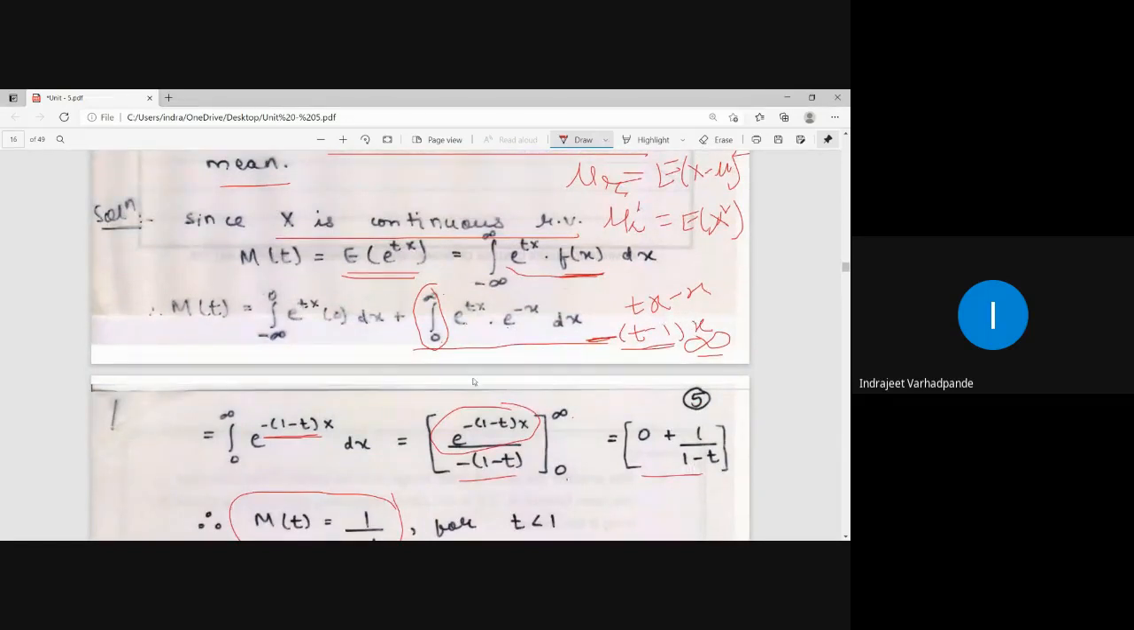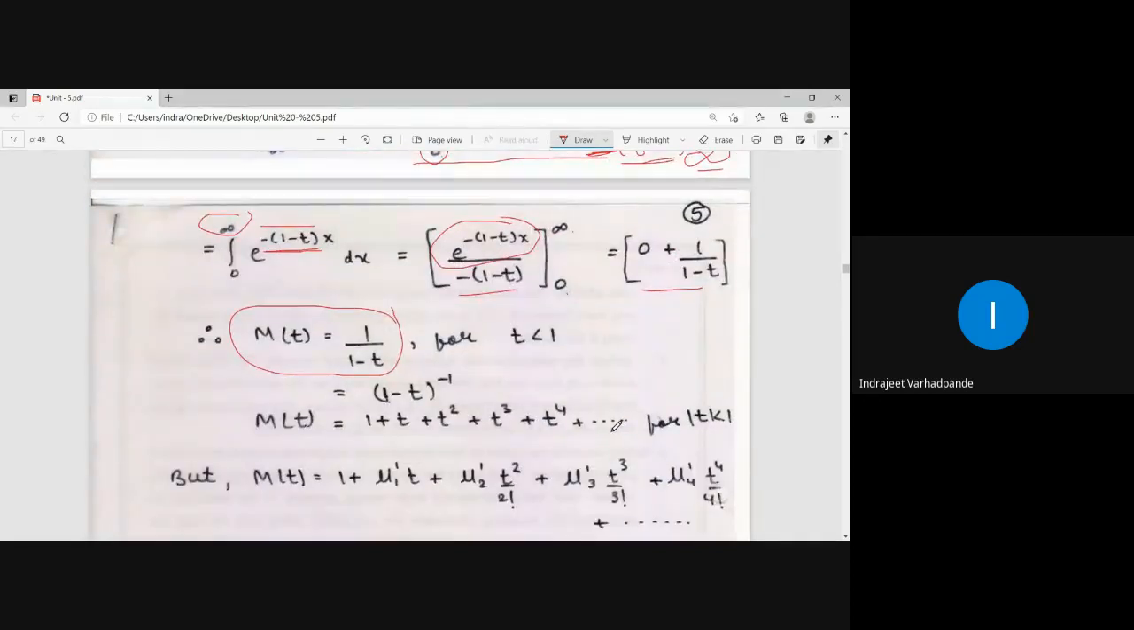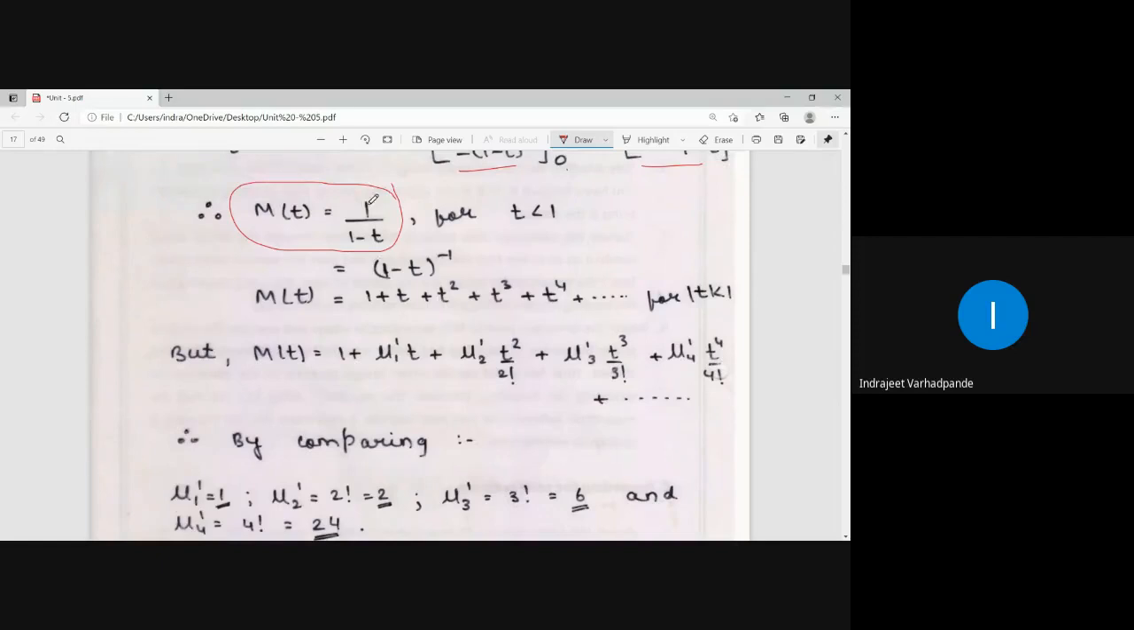I purposely, intentionally converted it to minus of 1 minus t, because looking at one of the limits of integration, whenever the limit of integration is infinity and it is a negative power, you get the answer as 0. So that we are able to find the answer for the moment generating function, which will always be a finite quantity. So what have you got? The moment generating function is 1 upon 1 minus t.